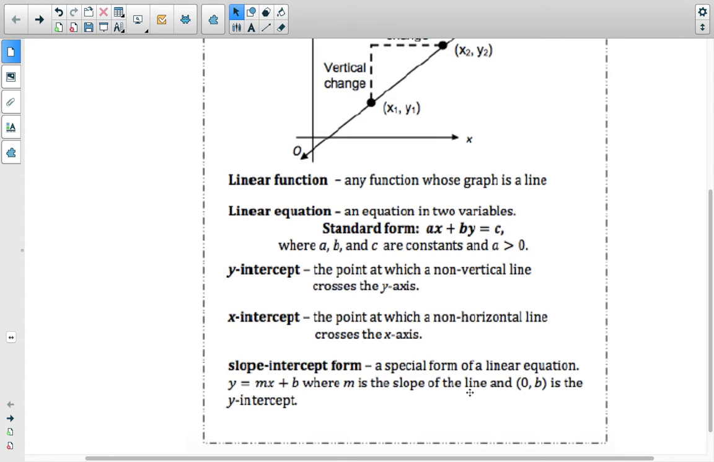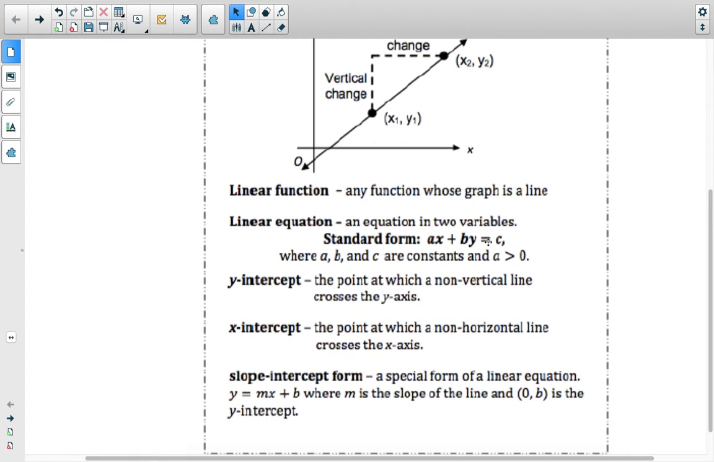Slope-intercept form is a special form of a linear equation. Y equals mx plus b, where m is the slope of the line and (0, b) is the y-intercept. Slope-intercept form allows you to distinguish the slope and the y-intercept of the linear equation. It takes the standard form equation and converts it into slope-intercept form by solving for the variable y. This allows us to again easily distinguish which part of the equation is the slope and which part of the equation is the y-intercept.